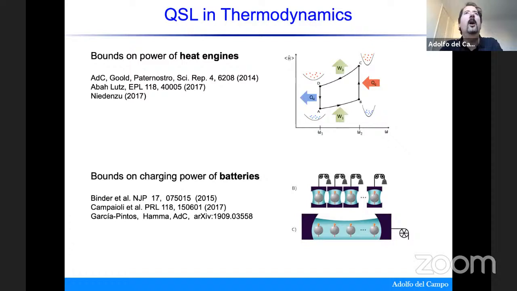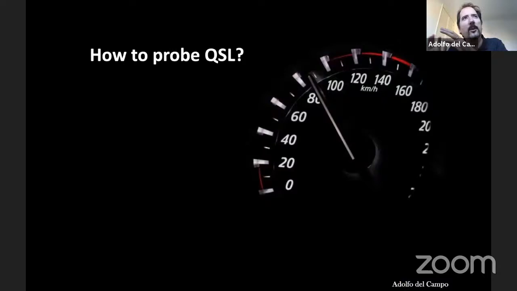But as fundamental results in quantum dynamics, the applications are pretty much limited by your imagination, the scenarios where you may be able to use quantum speed limits to make a prediction about the limits of the process you want to describe. Good. So now I want to move a bit more to the core of the talk, which is how to actually measure them.